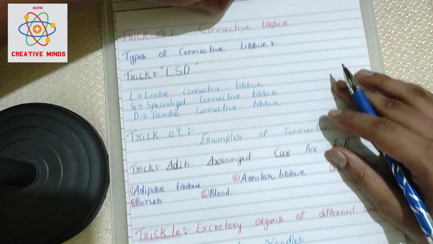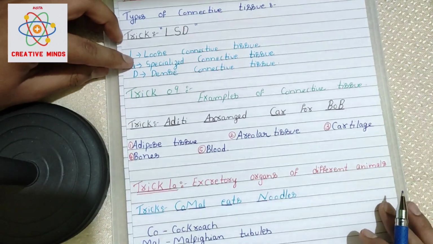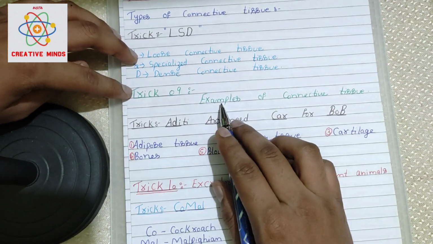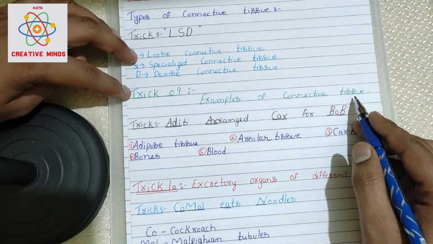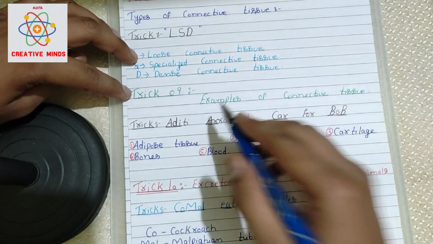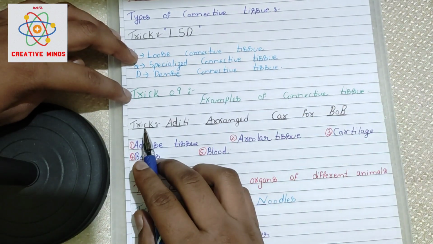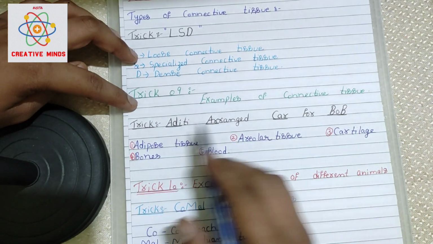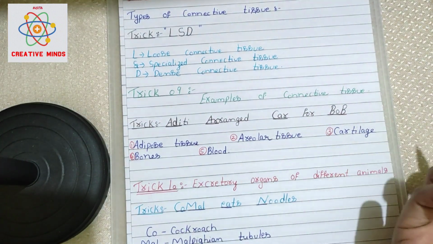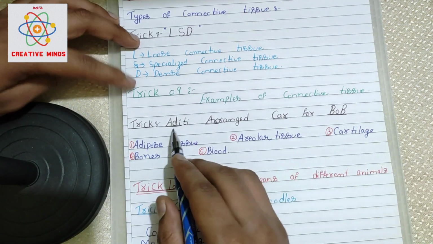Very simple. Next, let us move to trick number 9. This is also very important. Now, in trick number 9, we will be discussing examples of connective tissue. How to learn, how to remember? Okay, examples of connective tissue. What is the trick? Aditi arranged car for Bob. अदिति ने कार अरेंज की. किसके लिए? बॉब के लिए कार अरेंज की. अदिति अरेंज्ड कार फॉर बॉब.